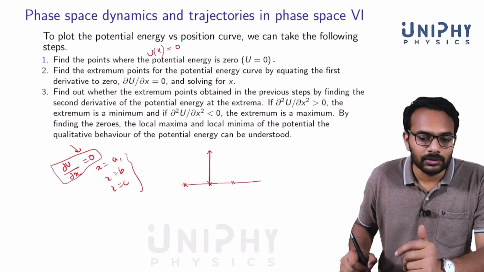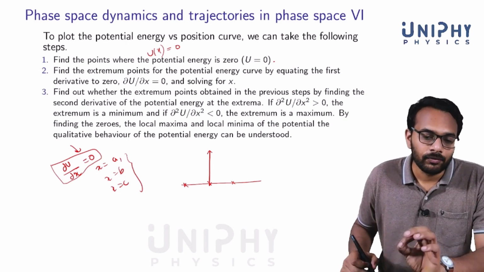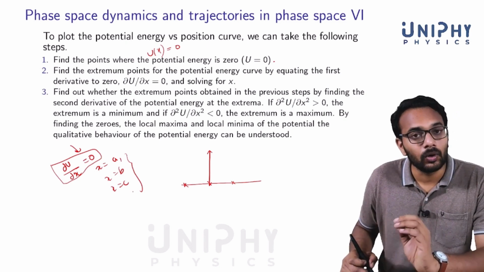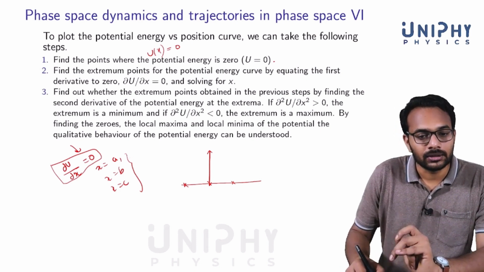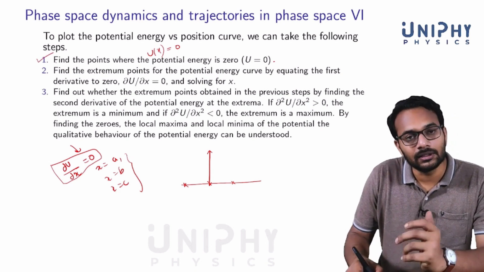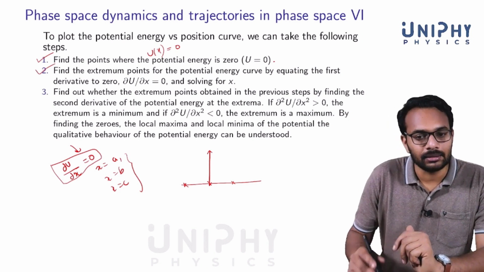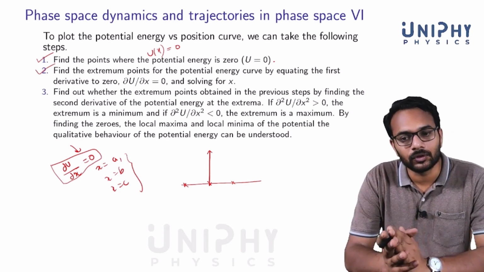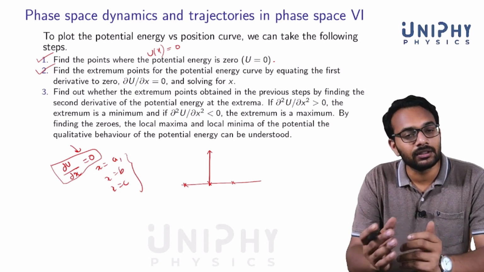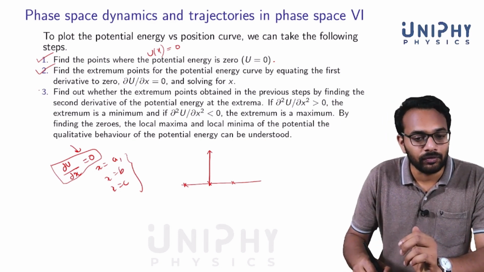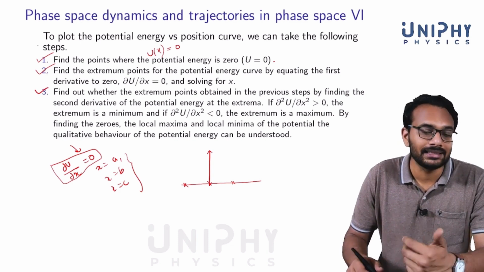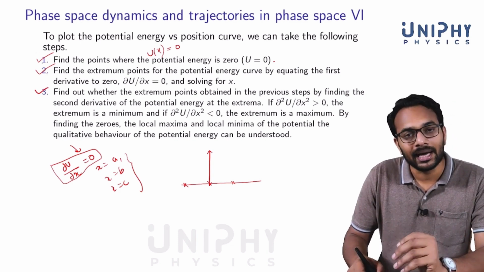Now it's important for us to find whether these points are actually maxima or minima. The first step is to find the zeros of the potential energy. The second step is to find the extremum points of the potential energy curve by equating the first derivative to 0. We have got the extremum points. The next step is to find whether these extremum points are maxima or minima.